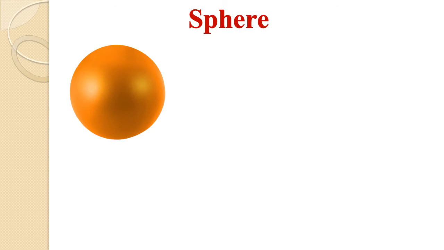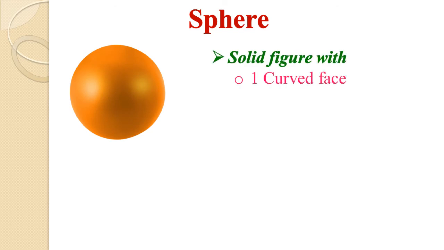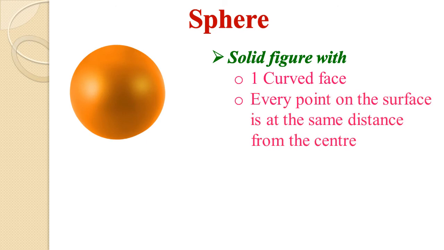So now coming to sphere. A sphere is the set of all points in a three-dimensional shape which are at equal distance from a fixed point. So here the fixed point is called the center of the sphere. So that is, a sphere has one curved face and every point on the surface is at the same distance from the center.